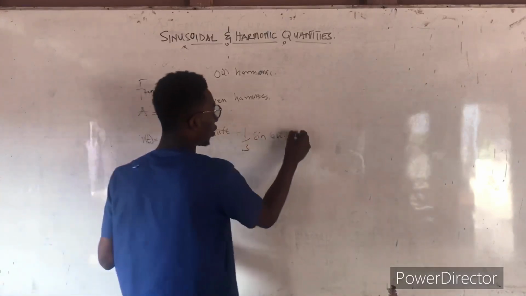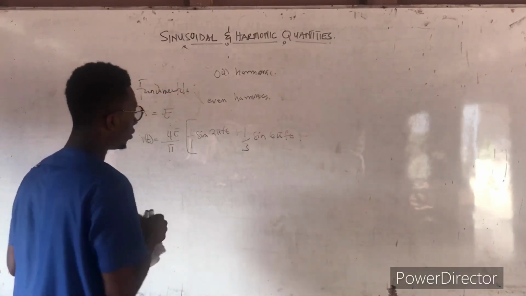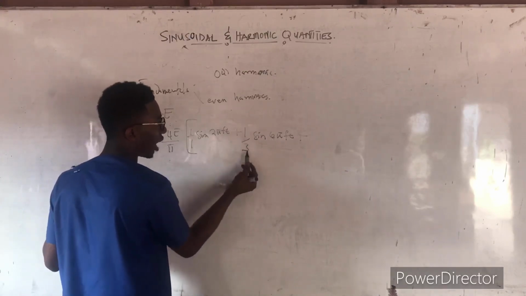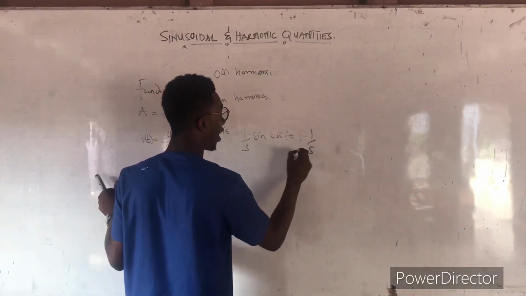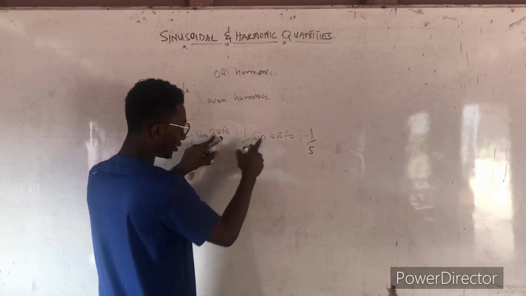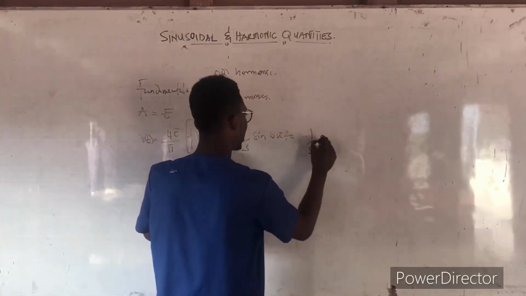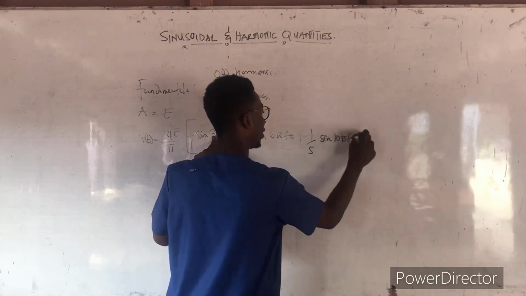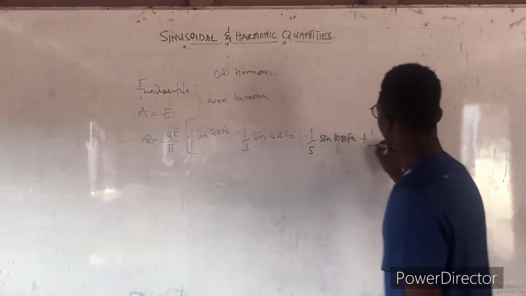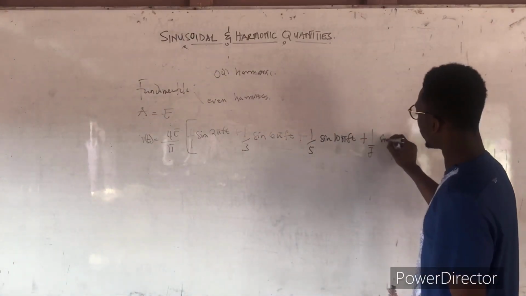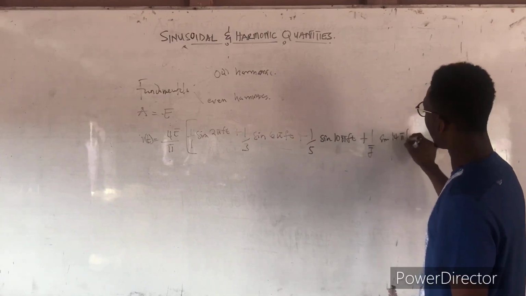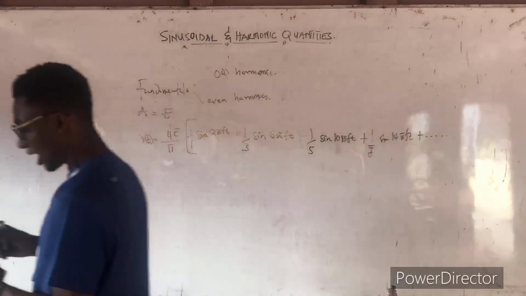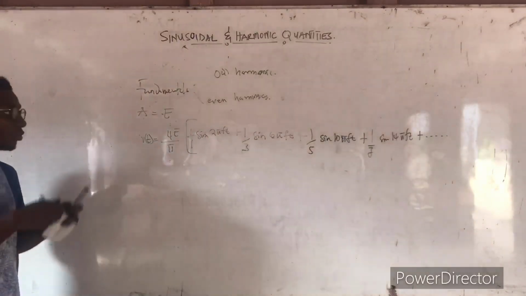Then another odd one, 1 on 5, and this 5 will affect the value here, giving sine 10 pi f t. We can also have 1 on 7, which will have sine 14 pi f t, and on and on. So this is a harmonic quantity.